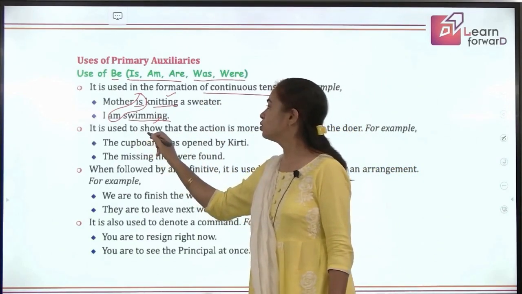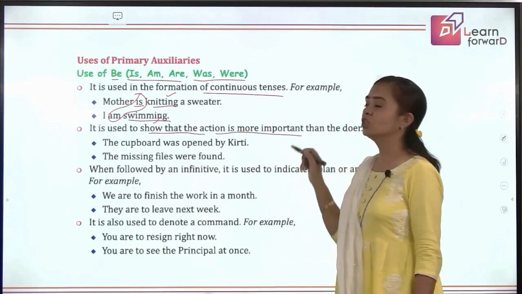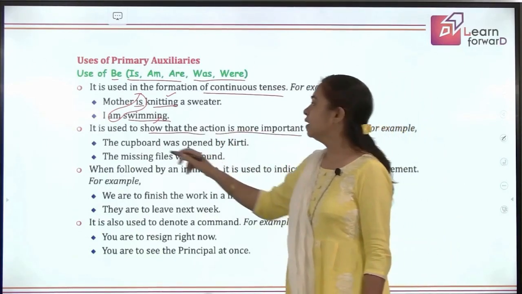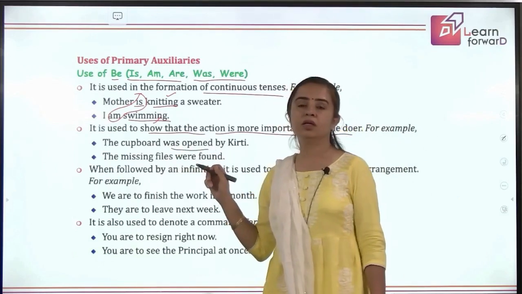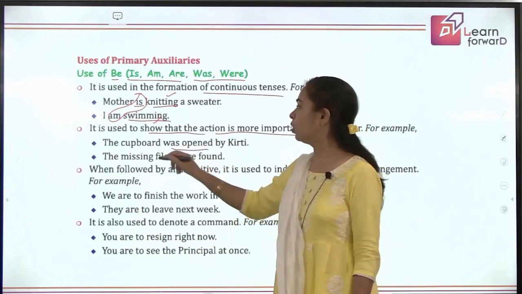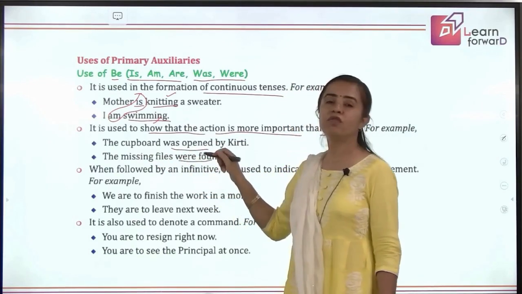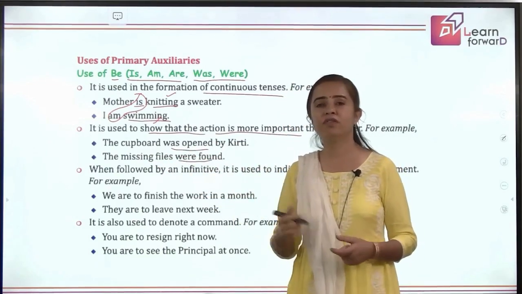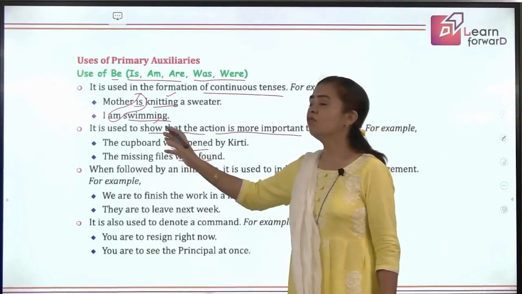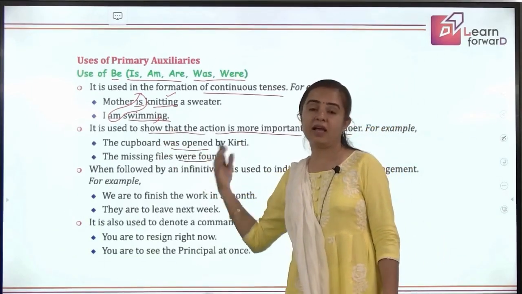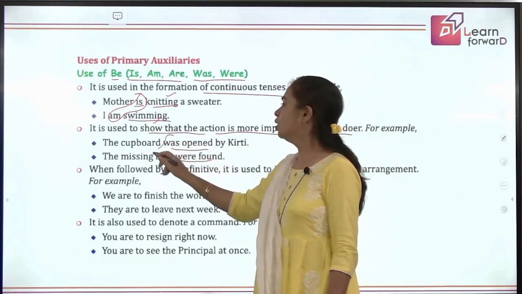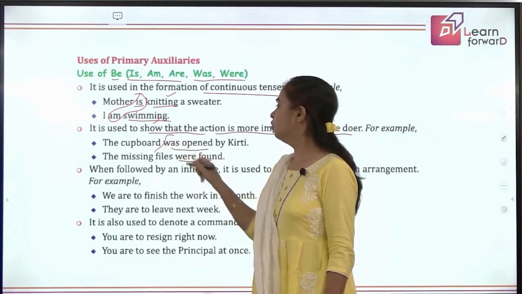And then it is also used to show that the action is more important than the doer. Like the cupboard was opened. So the cupboard being opened, this action is more important. The missing files were found. So the finding of files was more important than who did it. Okay. So that means in another way we can say when we are talking in passive voice, then also your be form helps in verb formation.